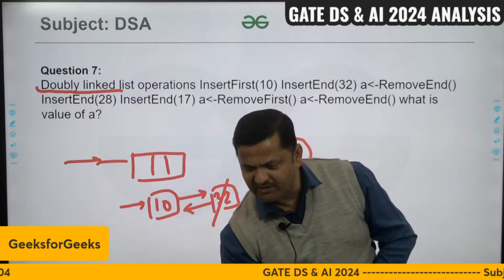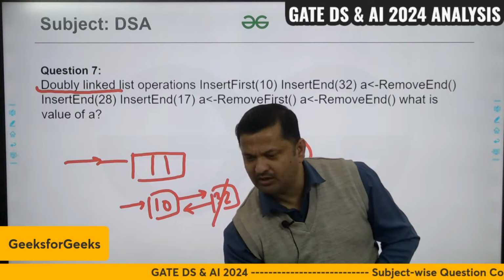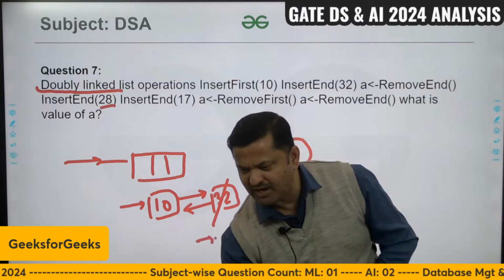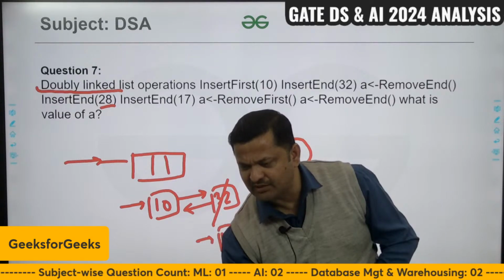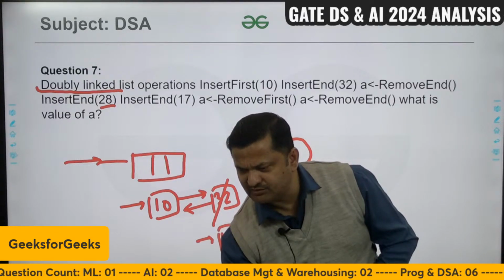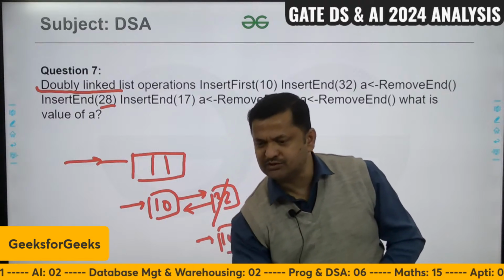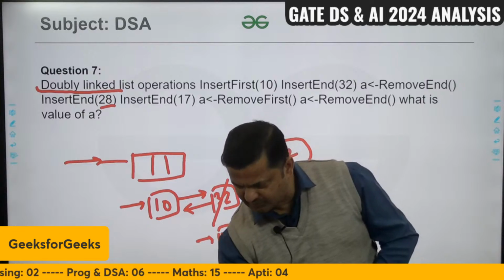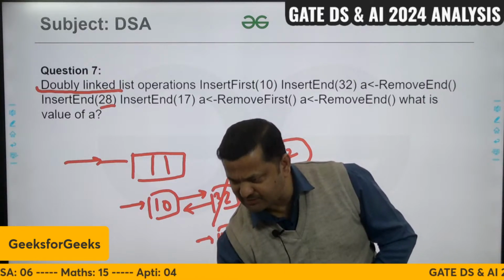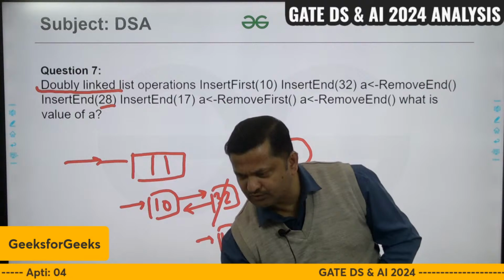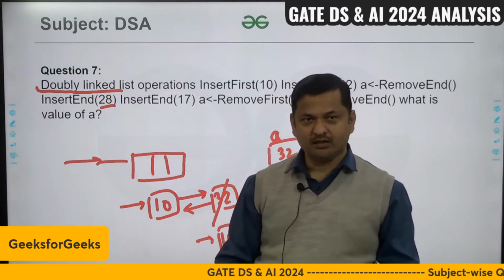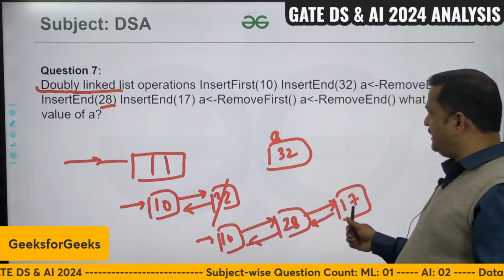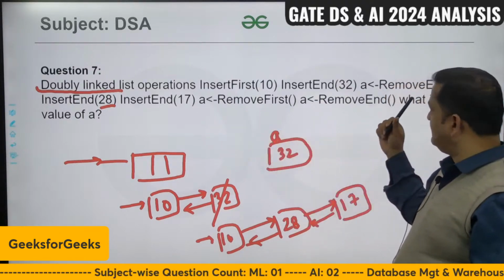Then what we are doing, we insert end 28. When we insert end 28, since after this removal there is only one node in this linked list, that is 10, we'll insert 28 after this. So this is going to be the new structure. And then we insert 17 at the end. Now, there is a possibility that we can insert 17 after 28. So this is the proper structure: once we insert 10, then 28, then 17 after the removal of the last element.